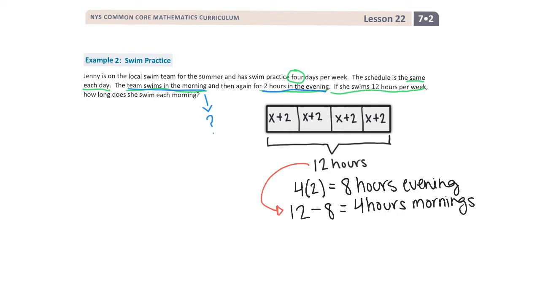per week. Then we're going to take 4 hours in the morning and divide it by the amount of days we practice, which was 4. So 4 over 4 is going to give us 1. So 1 represents that she practices 1 hour in the mornings.